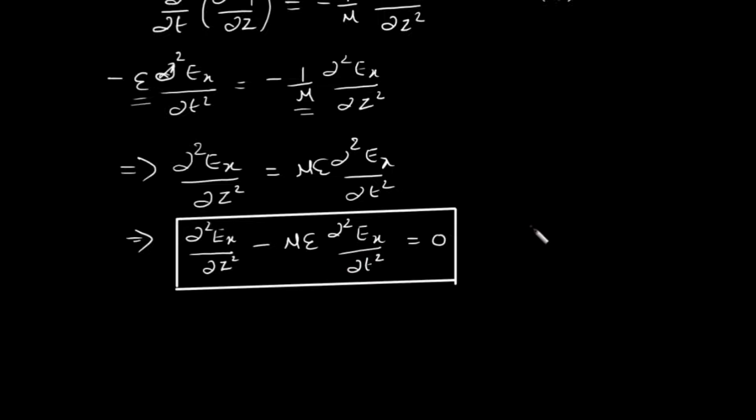Now at this moment you will be wondering: in the general wave equation I have written the equation in terms of E, in terms of H, in terms of all that. But here I am getting an equation in terms of the electric field only. But this is interesting.